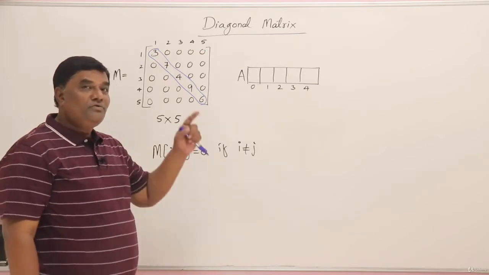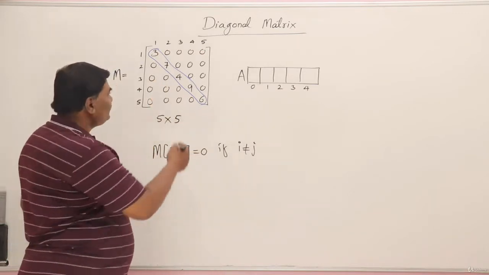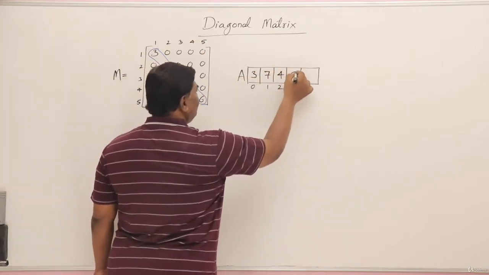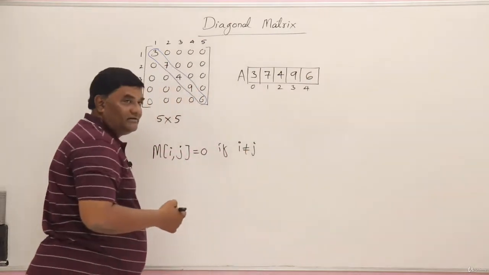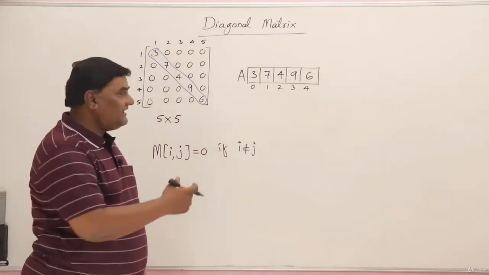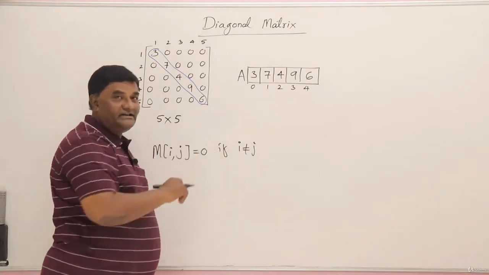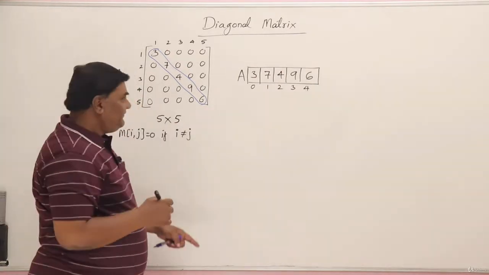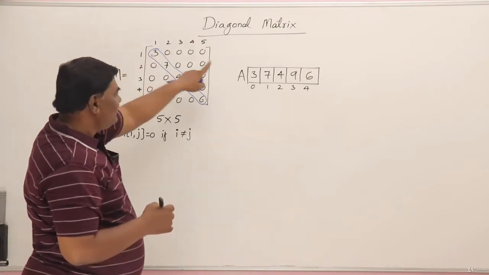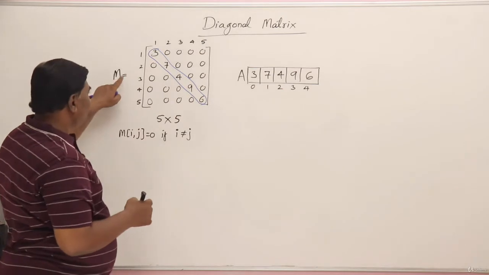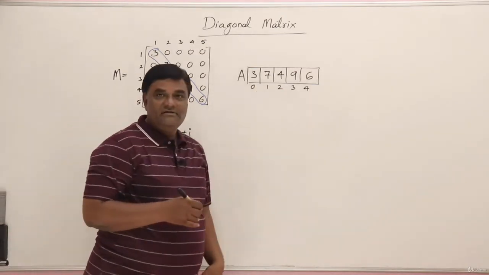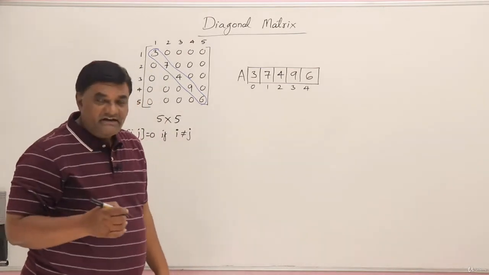Now I want to store only non-zero elements. So let us store those elements: 3, 7, 4, 9 and 6. So I have stored only non-zero elements. Now let us see how we can access these elements from a single dimension array. If I want to access M of 1, 1, this element, then it is at index 0. If I want to access M of 2 comma 2, this element, it is at index 1. So only diagonal elements are there.